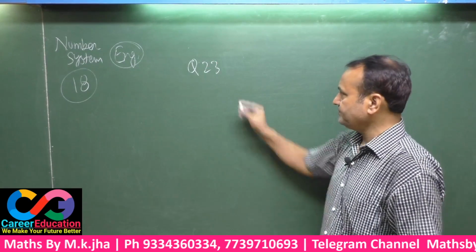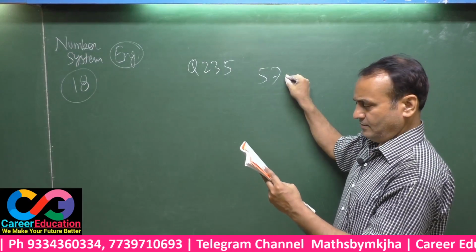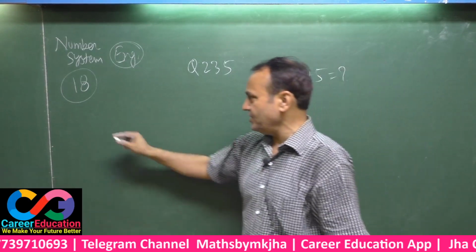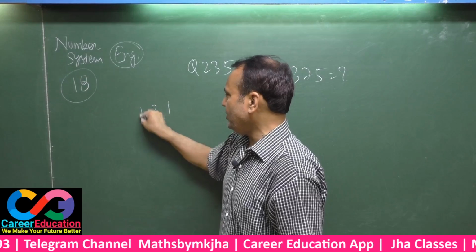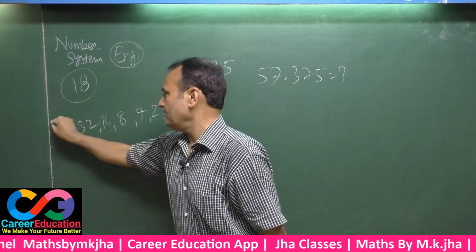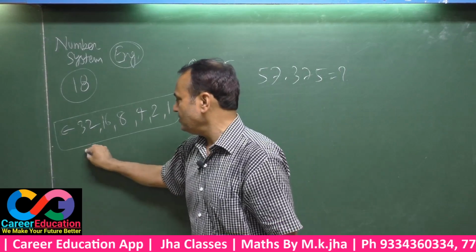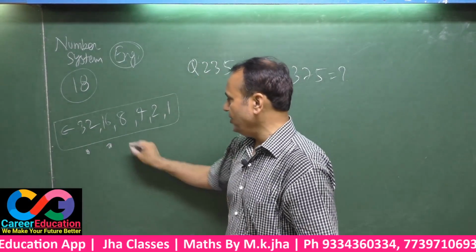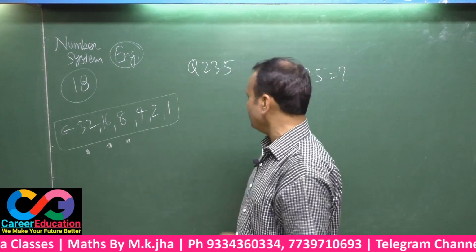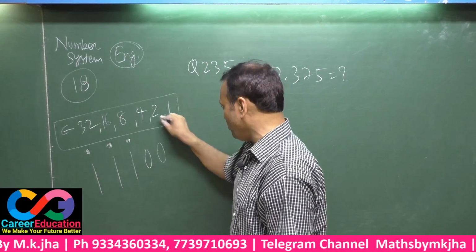Question number 235. 57.375 equals to what in binary number system? See here, 57 is another condition. 1, 2, 4, 8, 16, 32, like this. Now you have to make 57. 57 means 32, 16, 8, 56 and 1, 57. That means 1 1 1 0 0 and 1.